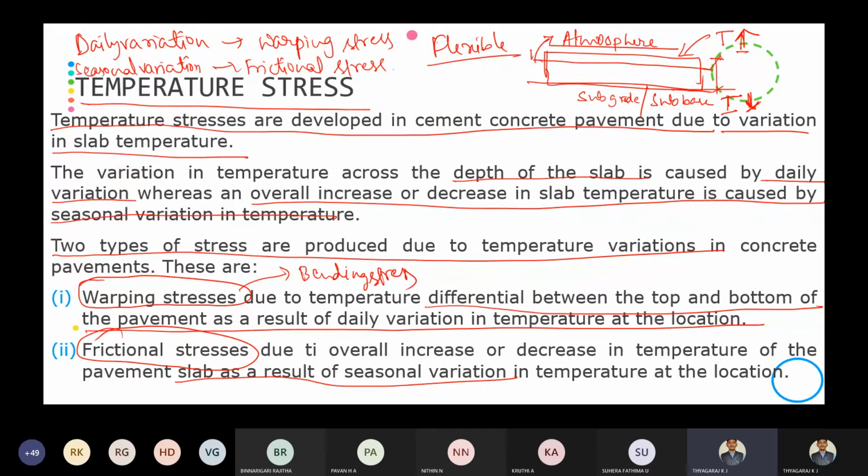Okay, is it clear? Temperature stresses. Is it clear? Kindly respond. Yes, sir. Is it clear? Others, kindly respond.